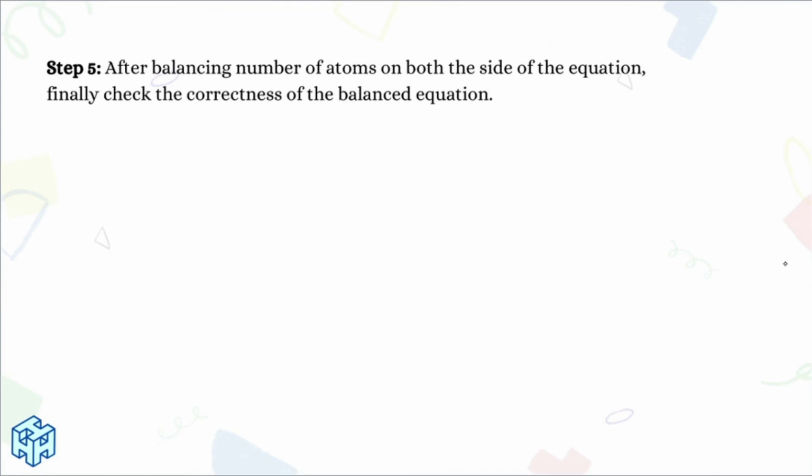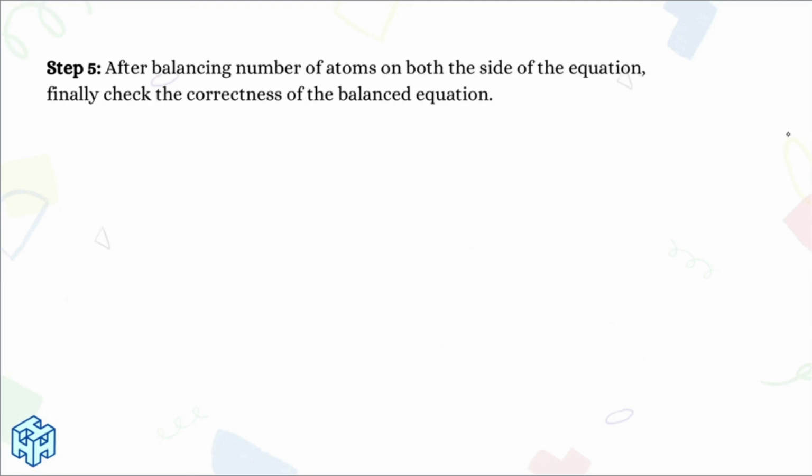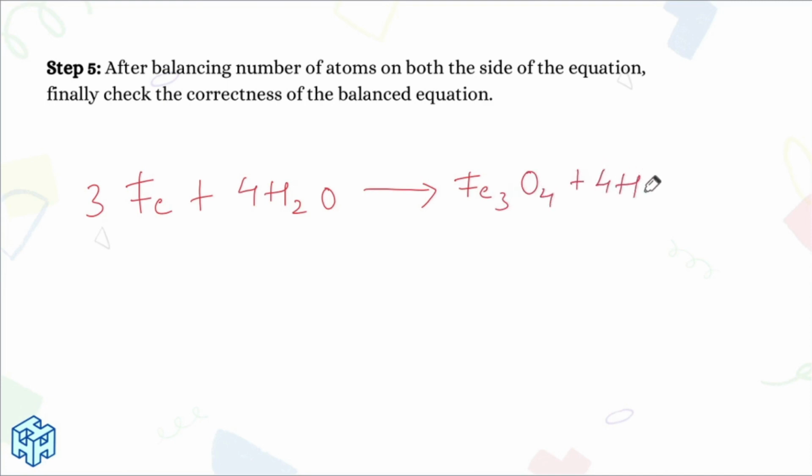Now after balancing the equation, we have balanced it here. This is step 3 and this is step 4. After balancing, let us check the correctness of it. It's very important, right? What we have done is right or wrong. We have Fe3 plus 4H2O, which gave rise to Fe3O4 plus 4H2.